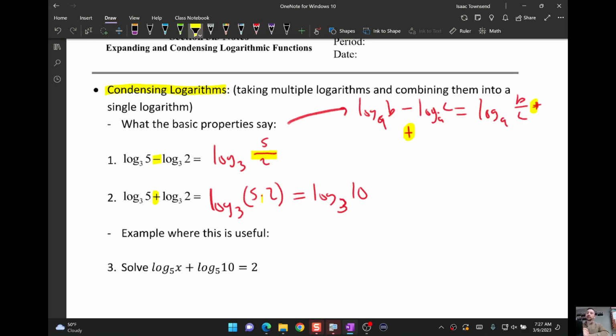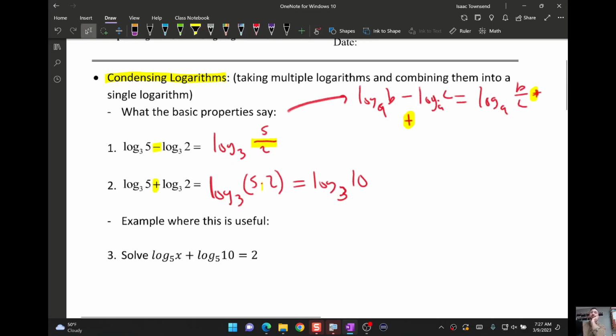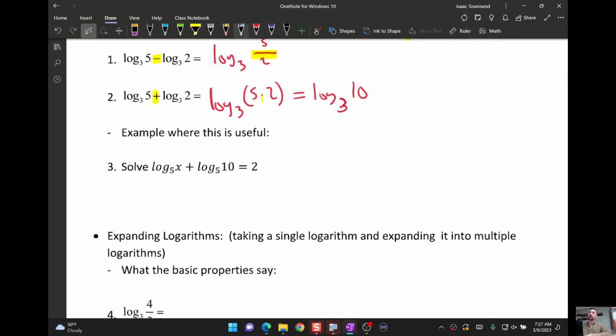Now we're basically going to undo this with expanding, but you need to be careful. Division never condenses, multiplication never condenses. If you're wanting to condense, subtraction becomes division, addition becomes multiplication. But don't try to oversimplify and just think, well, subtraction and division switch places and addition and multiplication switch places, because that's not true.